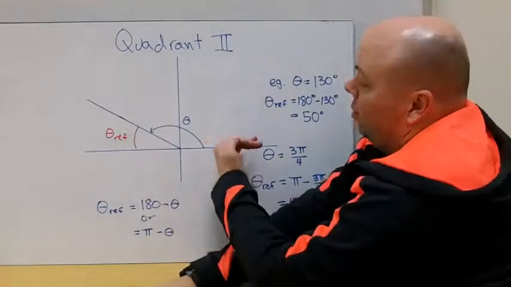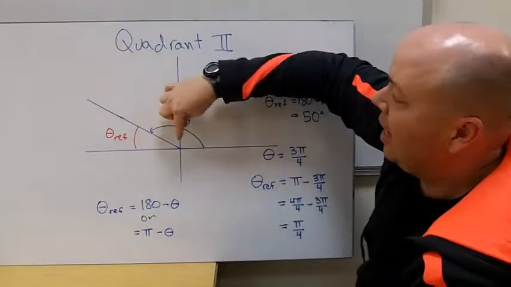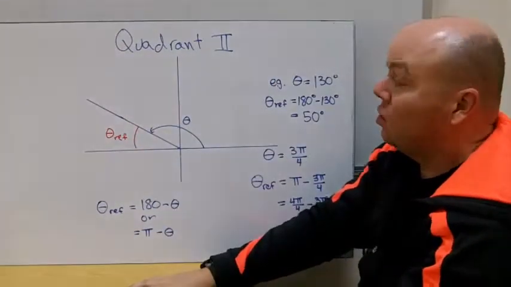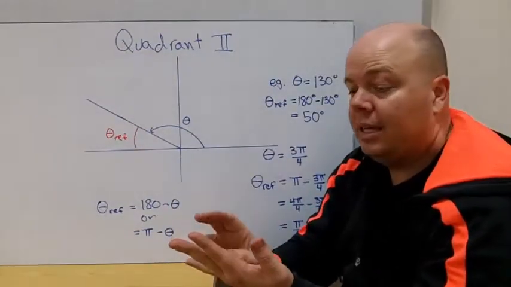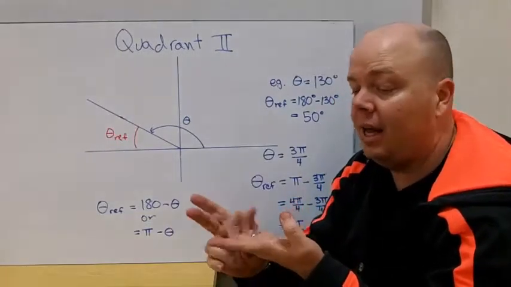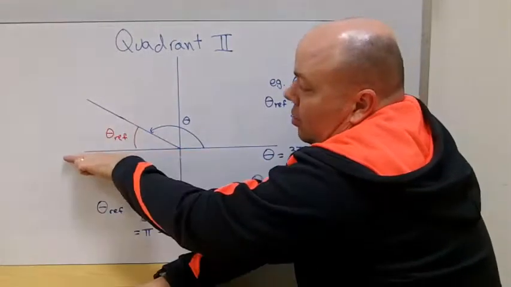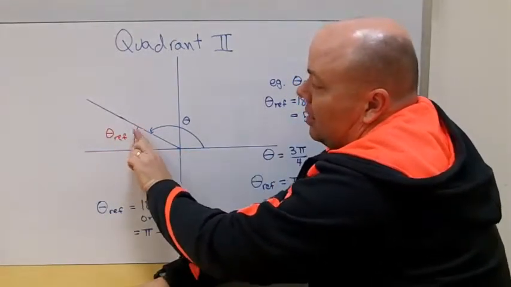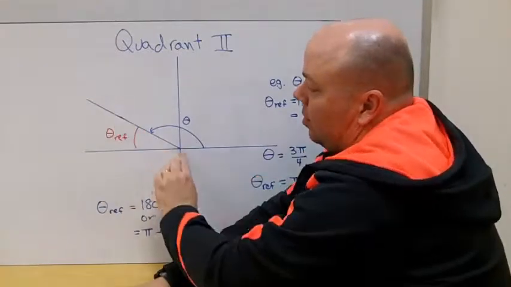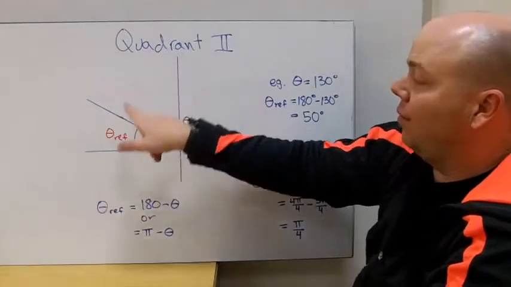If I'm in quadrant 2, notice here's my angle. This is my terminal side. So the reference angle is the positive, acute angle between the terminal side and the horizontal axis. Here's the terminal side, here's the horizontal axis. It's the positive acute angle between the terminal side and the horizontal axis. So that's my theta reference in the second quadrant.